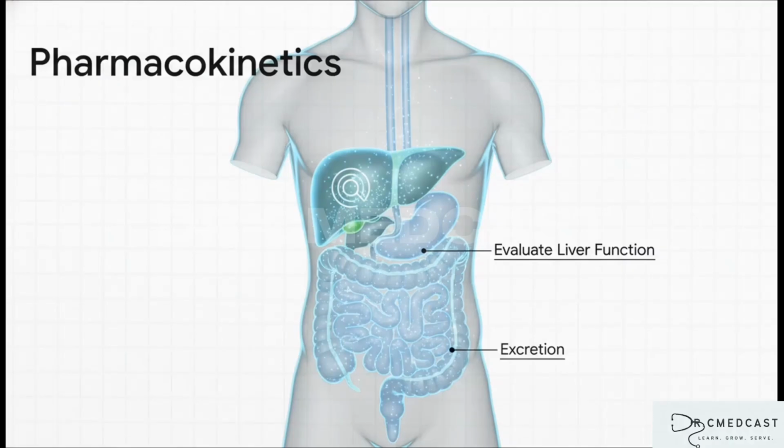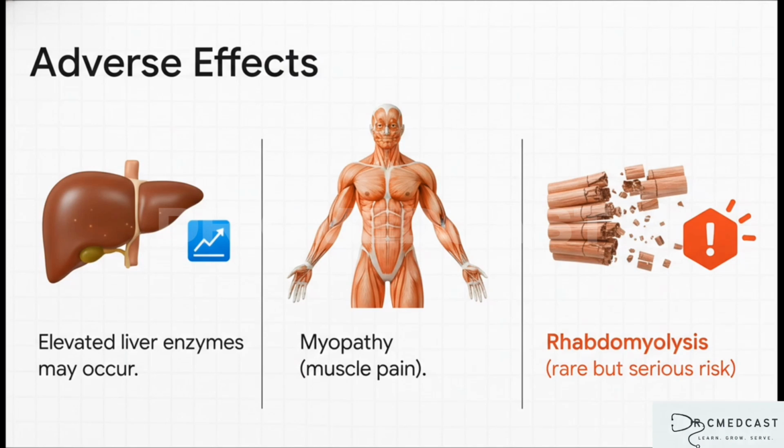Okay, let's talk pharmacokinetics. For statins, the liver's where all the action happens. They get broken down there, and then most of it gets dumped out through bile and into the gut. Now, this heavy dependence on the liver is a huge clinical point. It's exactly why you have to check liver function tests before you start someone on a statin. And it's also why you've got to be super careful about drug interactions, especially with anything that messes with those CYP450 liver enzymes.